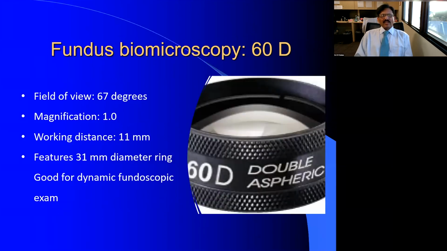The third one is 60 diopter lens. Obviously, it gives you a much wider view, and the diameter of the lens is roughly 31 millimeters. So it gives you a wider field because of that reason.